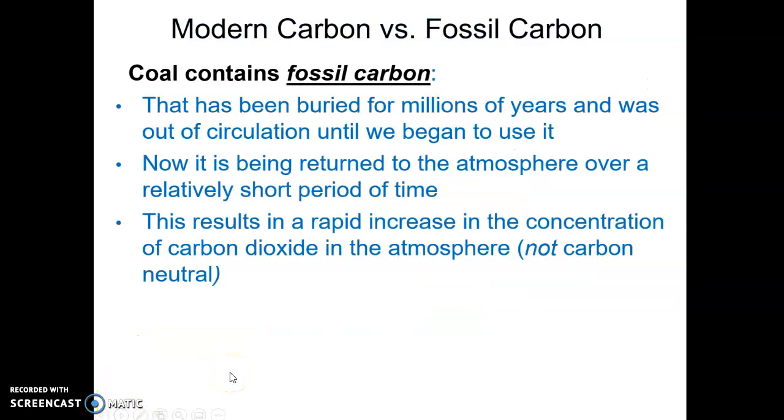Now let's take a look at coal, which is a form of fossil carbon. That's carbon that's been buried for millions of years and was out of circulation until we began very recently to use it. Now it's being returned to the atmosphere over a relatively short period of time. This results in a rapid increase in the concentration of carbon dioxide in the atmosphere, and it is not carbon neutral.